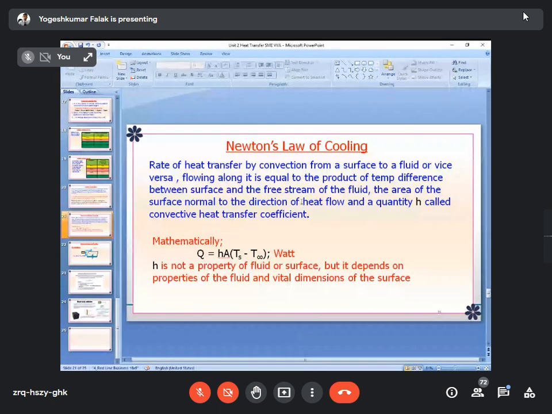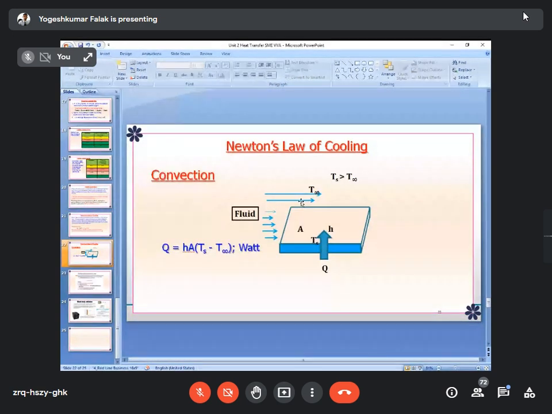Okay, let's move to the next part. So that's about Newton's law of cooling. Fluid flows over a surface that has some temperature and some thermal conductivity, with some heat flow. Ts is always greater than T infinity, or T1 is greater than T2, whereas A is the area over which the fluid flows. So Q, the heat transfer rate in convection, is hA(T1 minus T2) in watts, or hA(Ts minus T infinity) in watts.